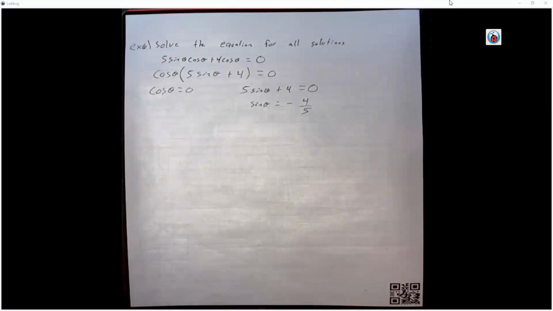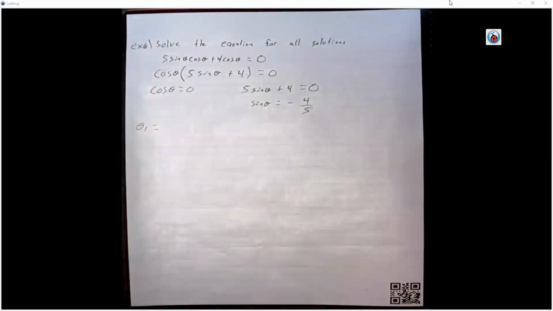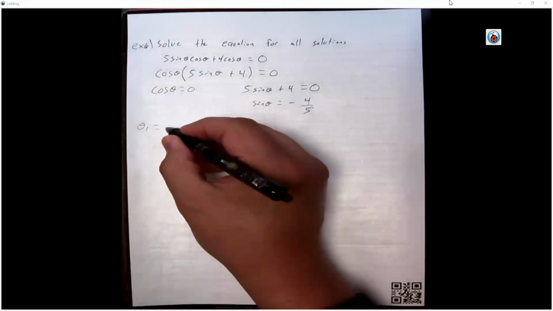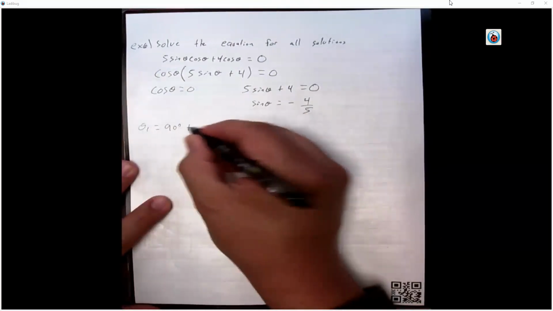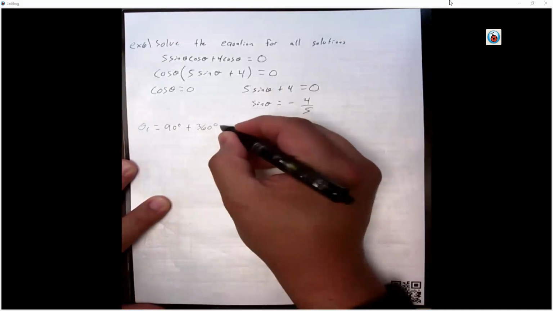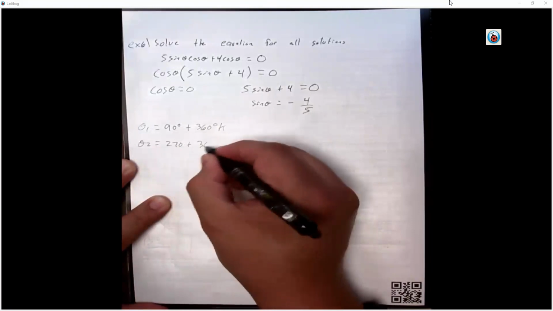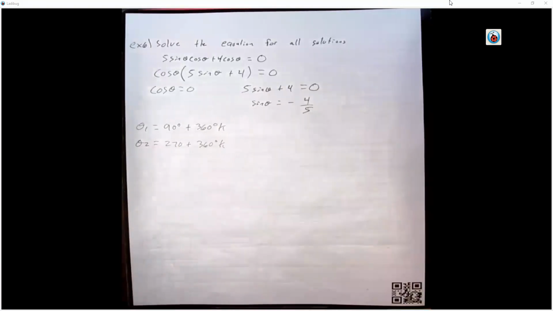Okay, you guys cool so far? All right, so the question becomes for this one, when is cosine 0? Look at your circle, or you remember. Isn't it 90 and 270? Yeah, 90 and 270. So let's go ahead and tack on the 360. All right, so that's 2 sets of solutions.